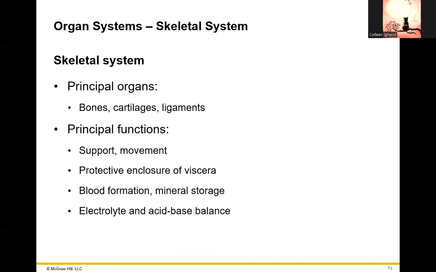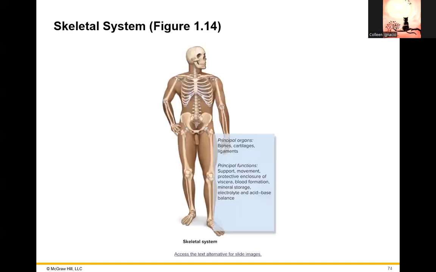Ligaments connect bones to bones. The function of the skeletal system is to support movement, provide structure, protect viscera. Blood formation takes place in the marrow of the bones. Also mineral storage in the forms of calcium and phosphorus. The skeletal system also helps with electrolyte and acid-base balance. Here's a great visual of the skeletal system.